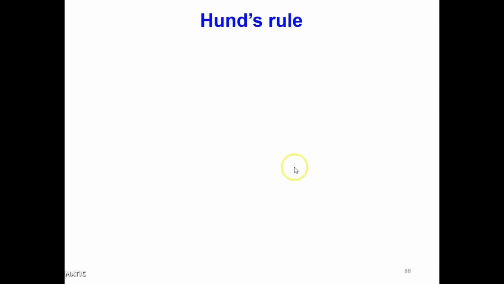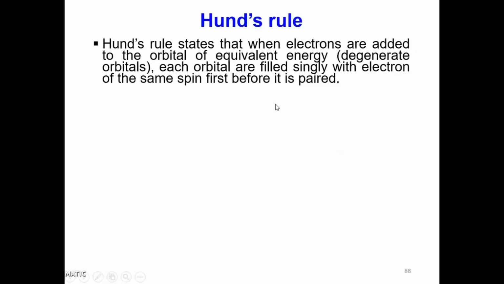Let's continue with Hund's rule. Hund's rule states that when electrons are added to orbitals of equivalent energy, which are also known as degenerate orbitals, each orbital is filled singly with an electron of the same spin first before it is paired.